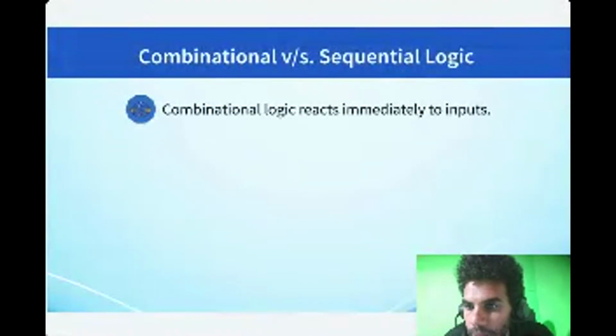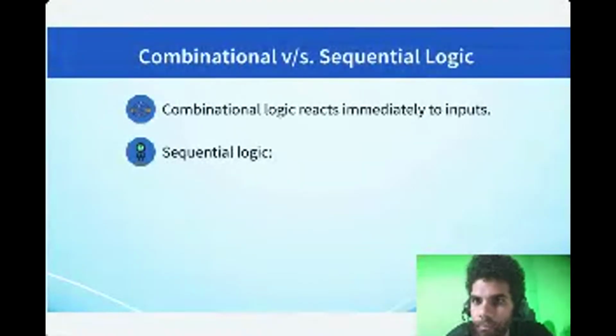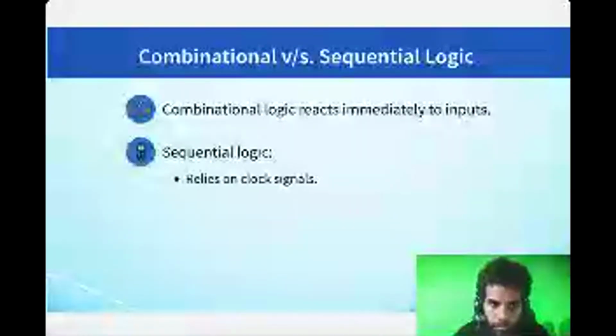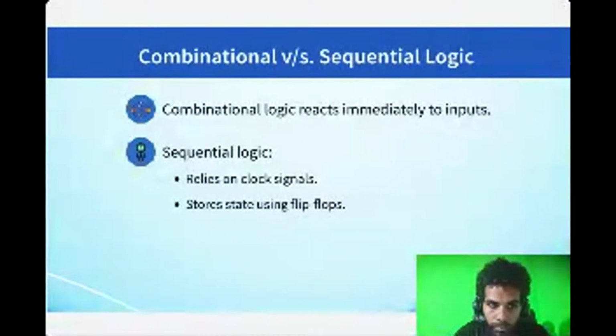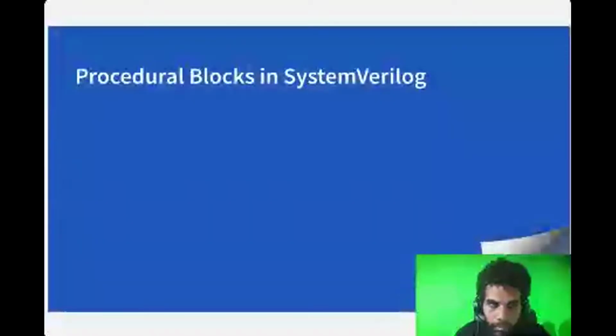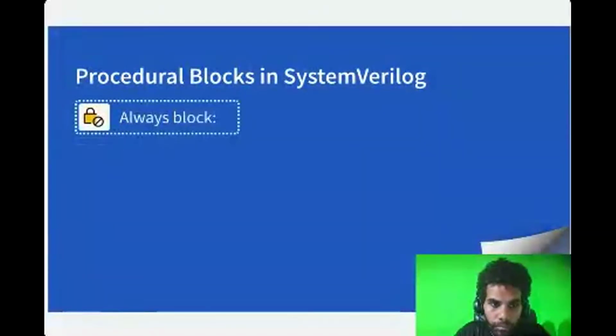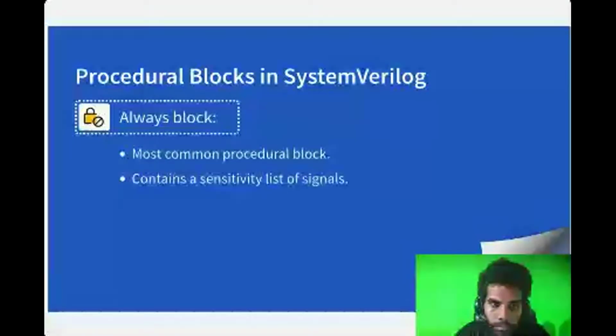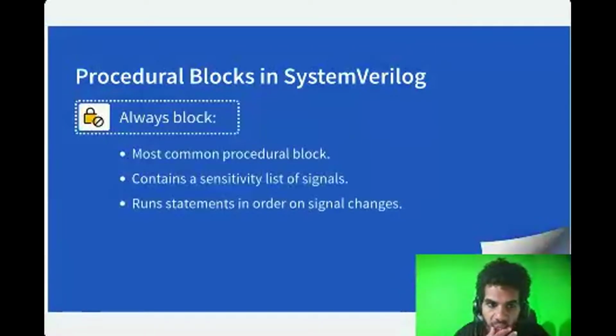Earlier, we talked about the difference between combinational and sequential logic. Combinational logic reacts immediately to its inputs, while sequential logic relies on a clock and stores state using flip-flops. As a result, sequential circuits update only on specific clock events. To describe this kind of behavior in SystemVerilog, we use procedural blocks. The most common is the always block. Anytime a signal in its sensitivity list changes, the statements inside the block run in order, one after another.